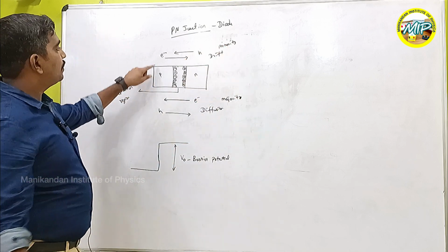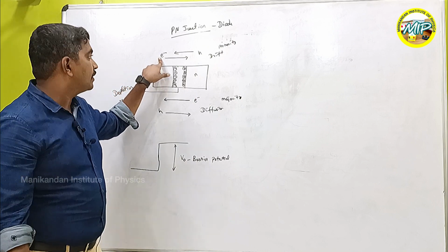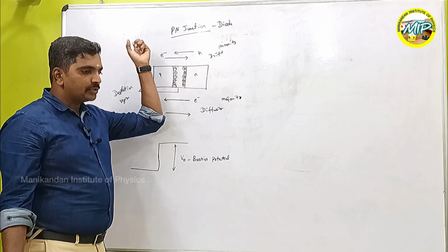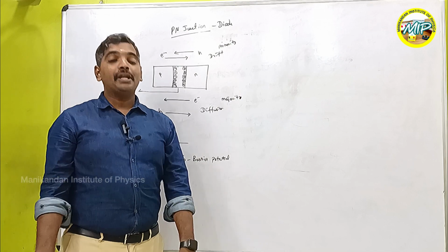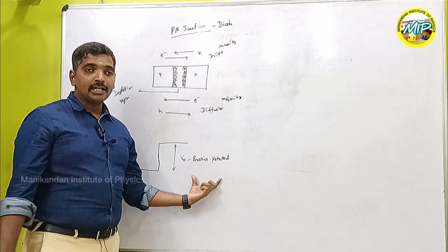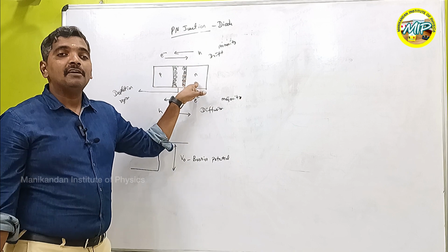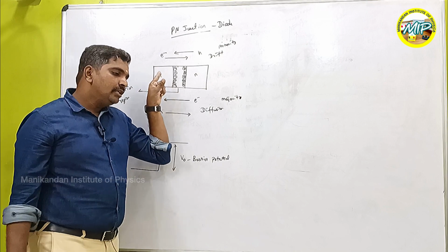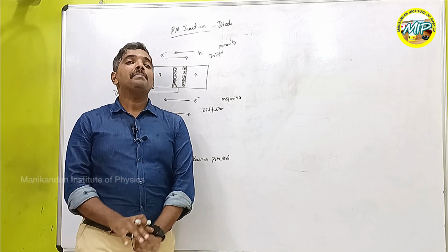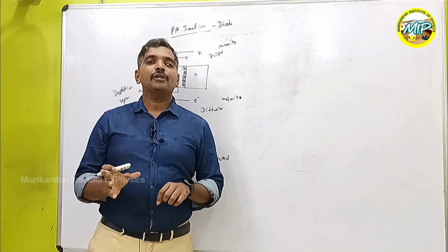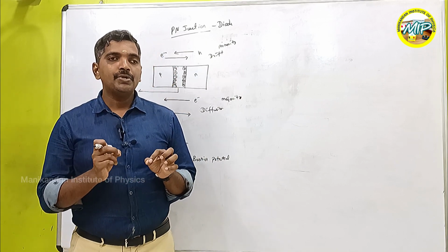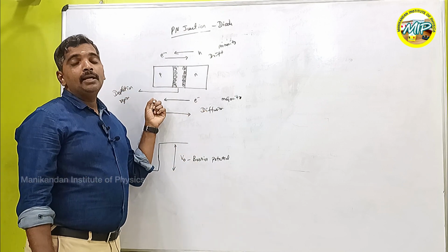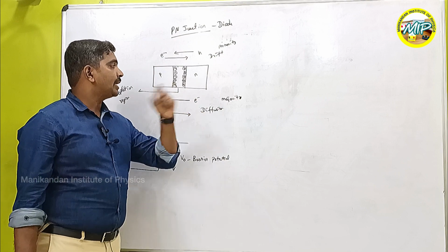The current produced by the motion of these electrons is called drift of the electrons. The motion of these holes is called drift of the holes. This is because of the motion of the minority carriers. Once the barrier potential is attained, the number of minority carriers equals the number of majority carriers. Then the system attains the barrier potential, and there is no further flow of electrons from N to P and holes from P to N.